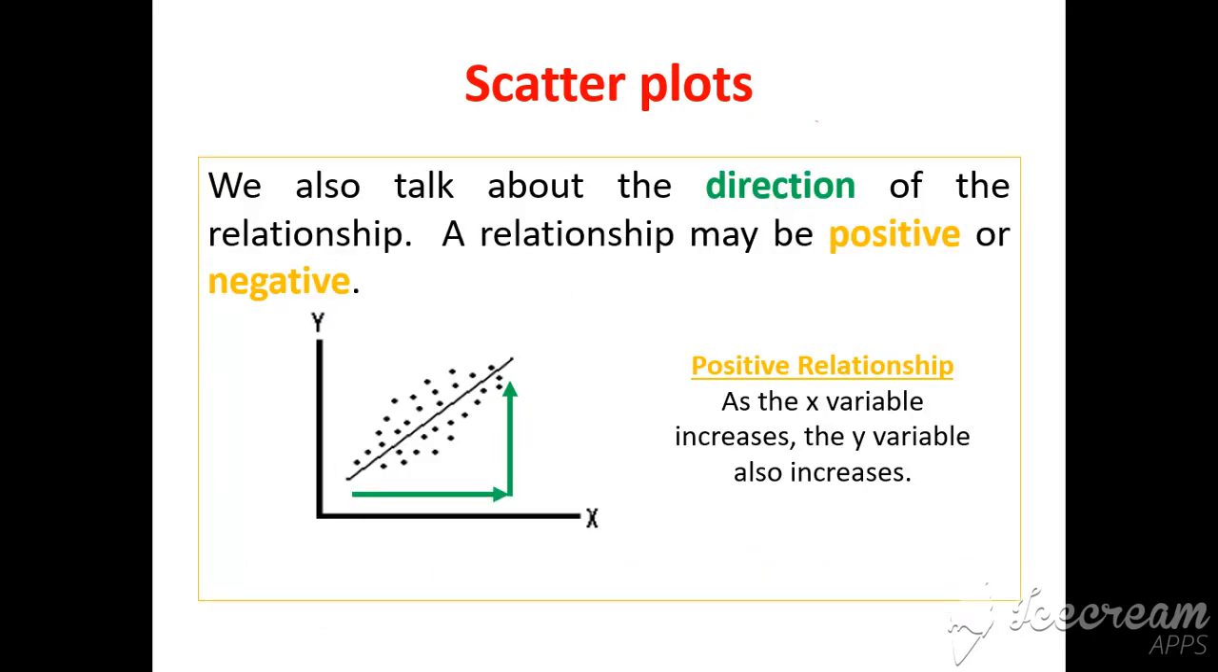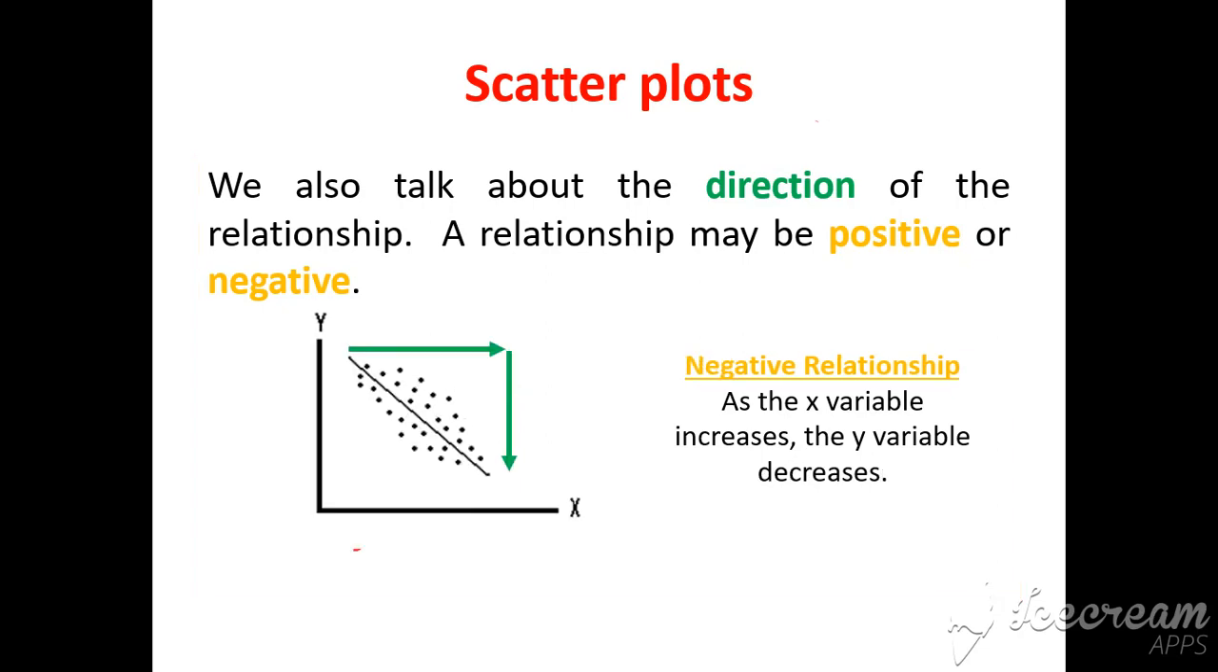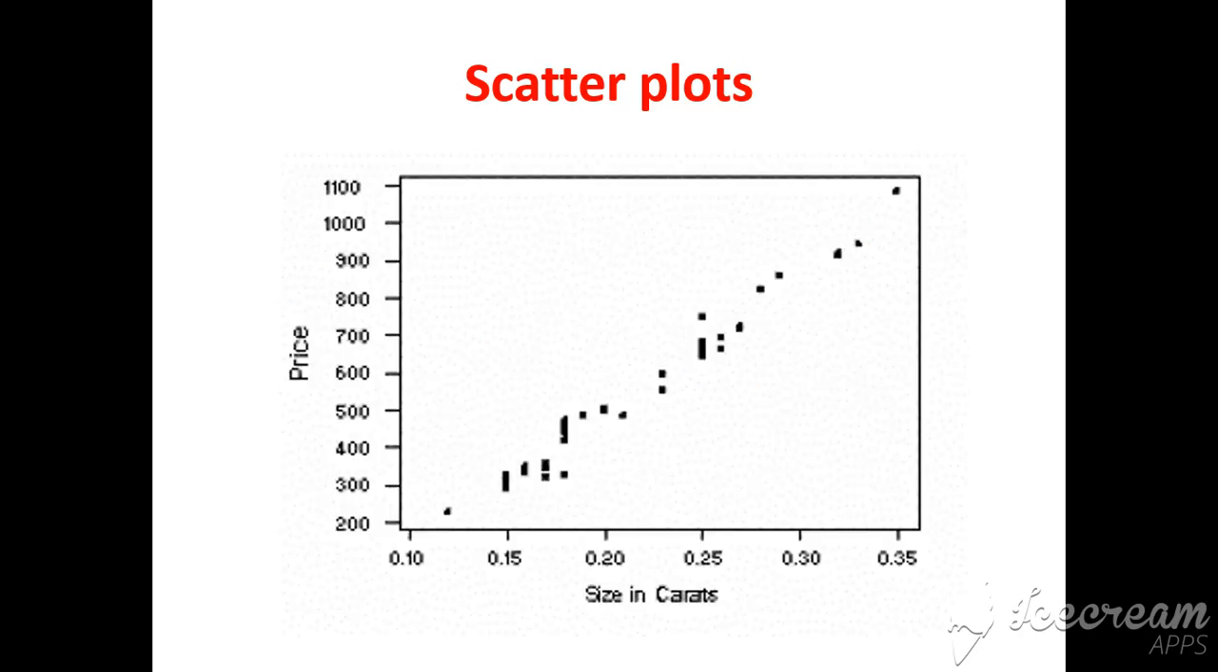We also talk about the direction of the relationship. The relationship may be positive or negative. If it's positive, the x variable increases and the y variable increases. But if it's negative, the x variable increases and the y variable decreases. So here's an example of the size of carats and the price. We're talking about diamonds or gold. So as the size increases, the price increases.